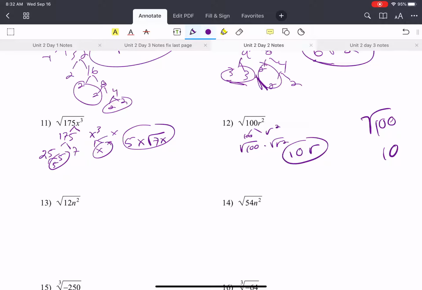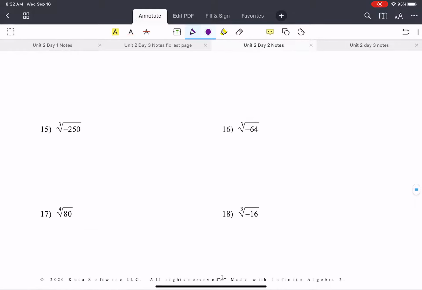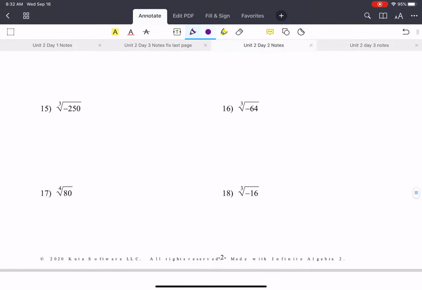Okay. How are we doing? Any questions? Okay. All right, let's move on. I'm going to skip 13 and 14 for time. You're getting the idea of that, but I want to move on to 15, okay? 15 is a little different, right? Because it's a cube root this time.